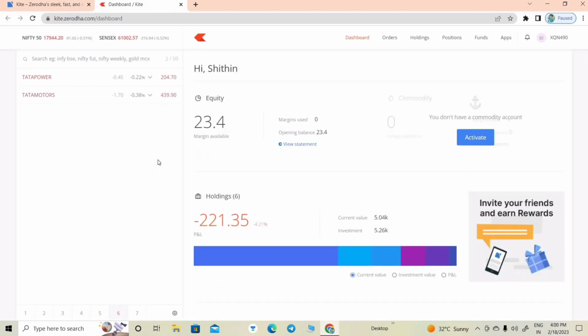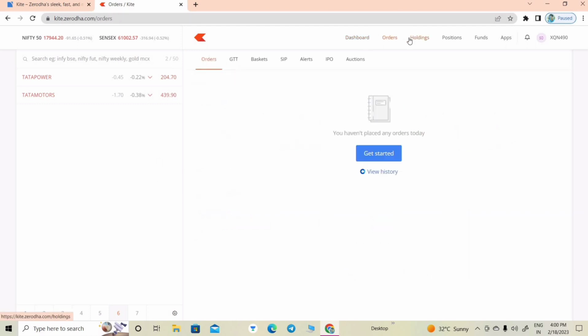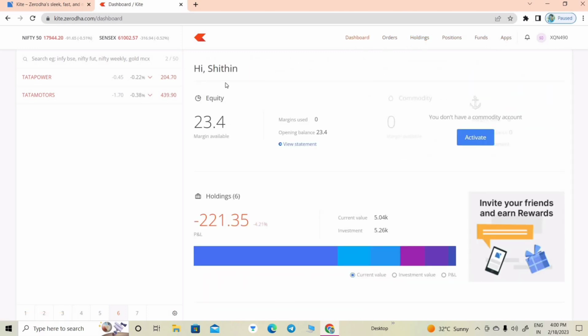When we log into the Kite Zerodha web platform, we can see a window like this. We can see different kinds of terms and other things here. In the top section we can see dashboard, orders, holdings, positions, funds and apps. In the dashboard option we can see different terms. This is actually a user friendly platform because we can see different kinds of equity margin and holdings in our platform by using this dashboard option.